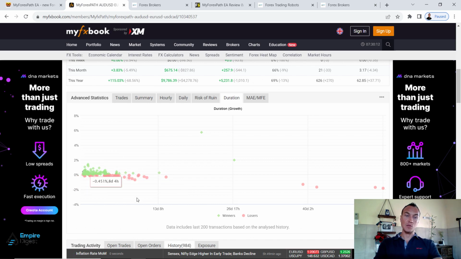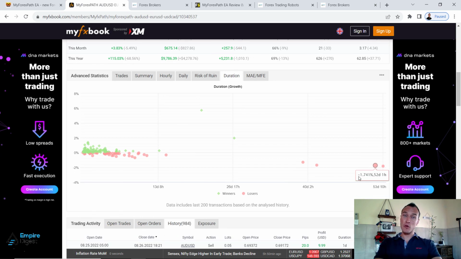Okay, because markets only trade from a Monday to a Friday. Now, then we've got a trade here that ended in a loss, a loss, a loss, and a loss at 53 days. So that is nearly 2 months that the trades stayed open. For me personally, that is a bit of a risk.